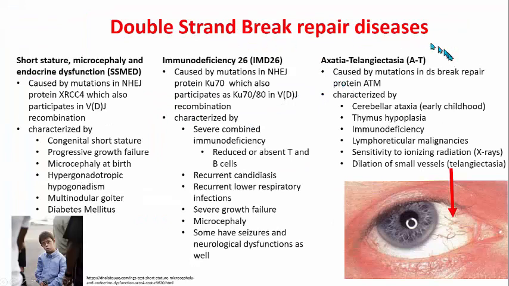Likewise, with double-strand break diseases, there are three diseases. Notice these diseases are predominantly non-homologous end-joining diseases, and they are the most common to cause disease. Homologous recombination usually repairs the gene without causing disease. Microhomology may or may not cause disease.